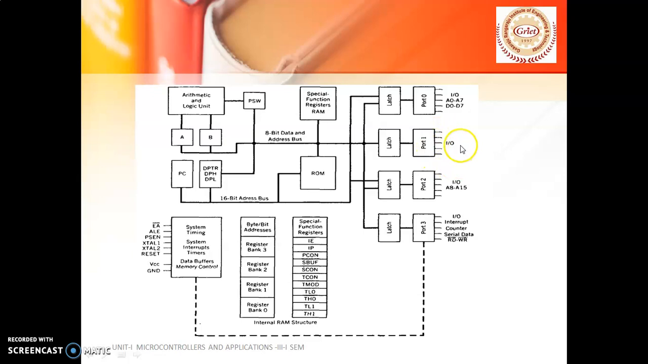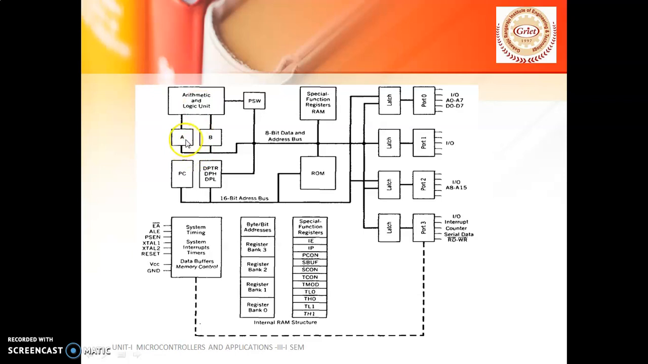Port 1 can act as only IO lines. Port 2 can act as IO lines and as higher order address lines, that is from A8 to A15. Port 3 can act as IO lines and it can also provide special functions like interrupts, counters, serial data, read, write, etc. Now let's see about the register set of 8051.